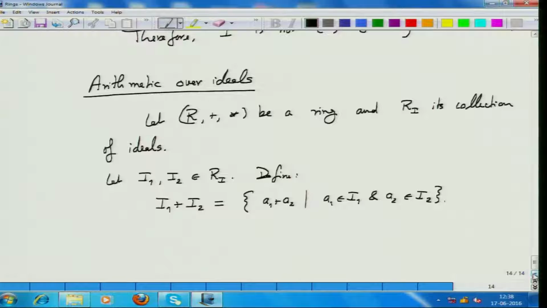For the ideal property, we have to satisfy two conditions. First, if you have two elements from I1 plus I2, their sum must also be in the same ideal. So if A1 plus A2 and A1 prime plus A2 prime are individually elements of this set, then their sum I can write as A1 plus A1 prime plus A2 plus A2 prime. A1 plus A1 prime is in I1, A2 plus A2 prime is in I2, and so their sum is in I1 plus I2.